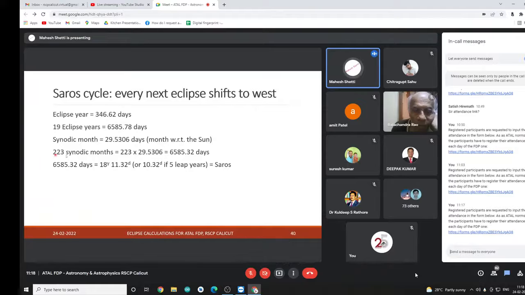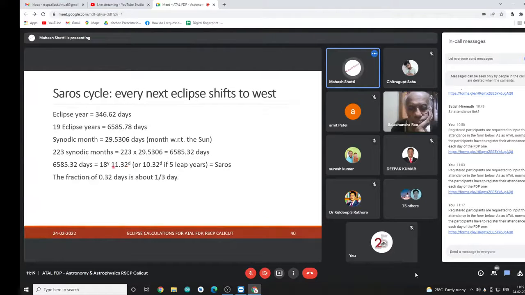After 223 synodic months, again it is going to be new moon day. That much period is 6,585 days. That also matches with 19 eclipse years, meaning the sun is again going to be near the node. So both things are going to match, which ensures that surely after 19 eclipse years, or this 18 years and 11 days, again a solar eclipse must take place. So this is giving you a guarantee that if there is a solar eclipse, after 18 years 11.3 days, again there will be a solar eclipse, 100%. 100% surety that there will be a solar eclipse.